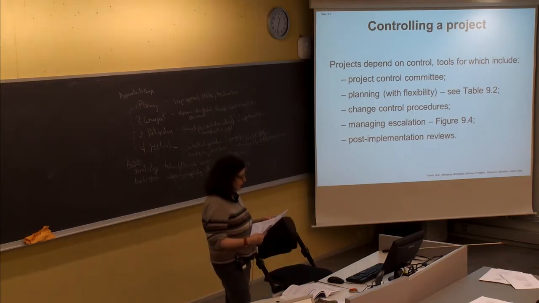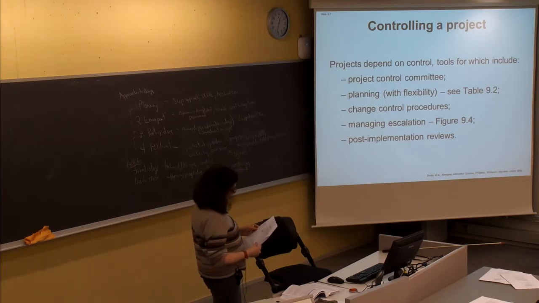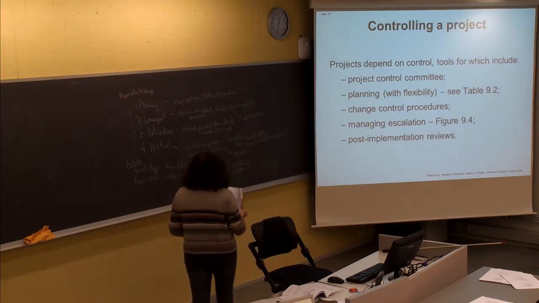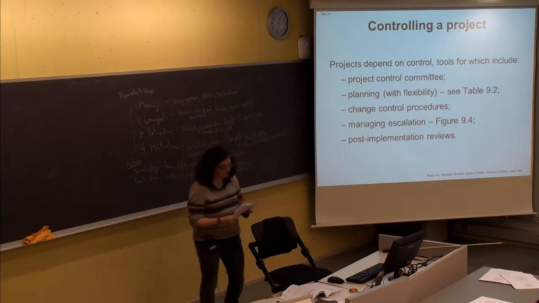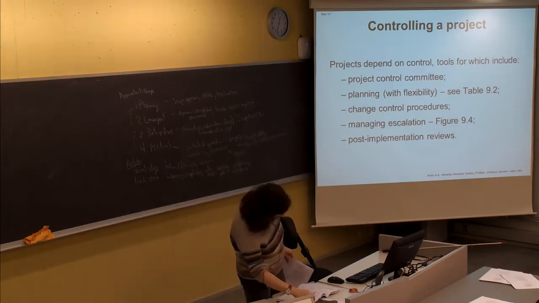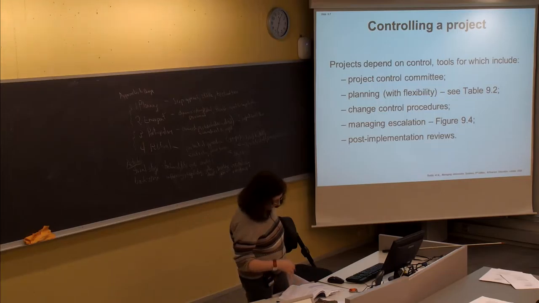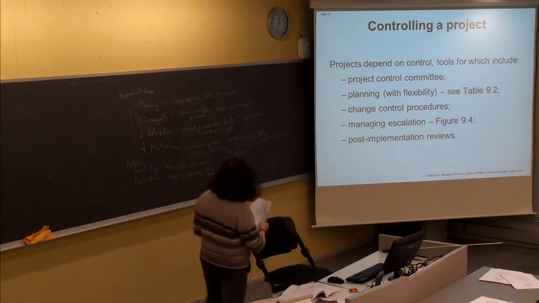Before we go on to controlling the project, this is the fix for the one book. On page 241 in the book, they talk about establishing the project. So there's a phase of establishing the project in section 1.